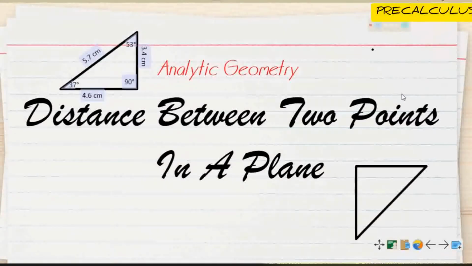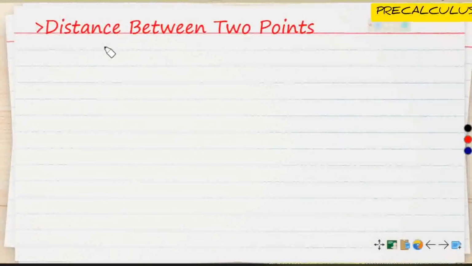Our topic in this video is about the distance between 2 points in a plane. So we are given 2 points: (4, 8) and (1, 2). We can actually find the distance between these 2 points by the Pythagorean theorem.